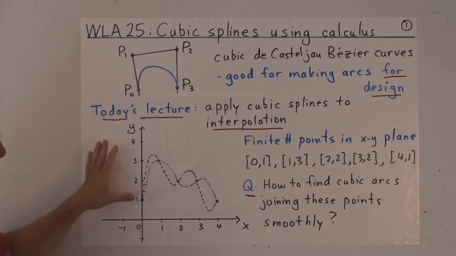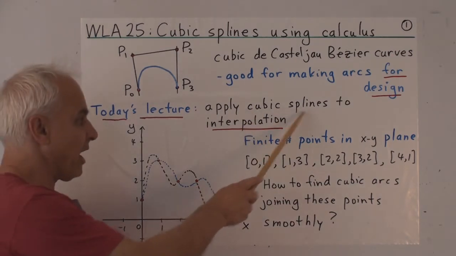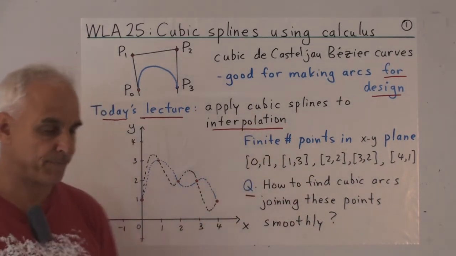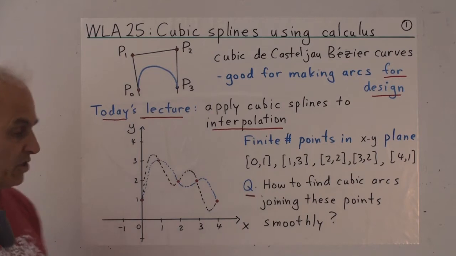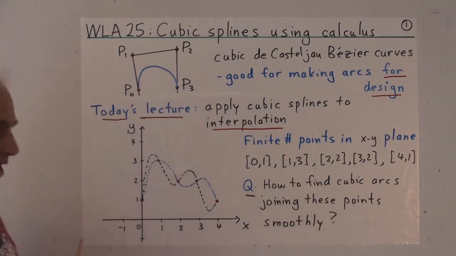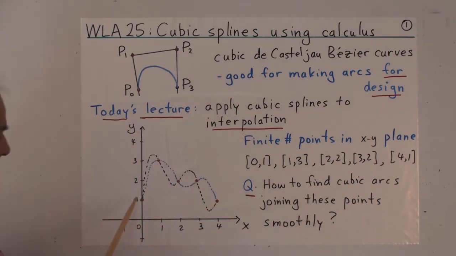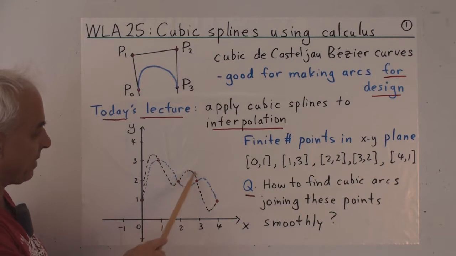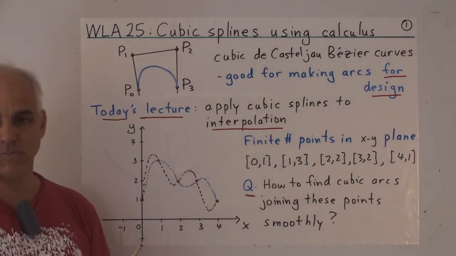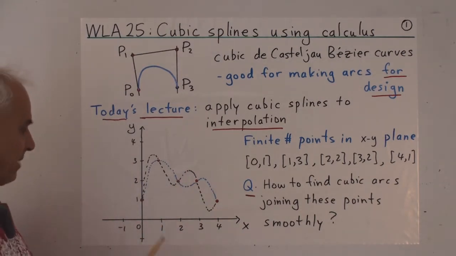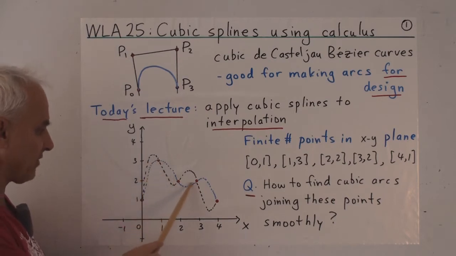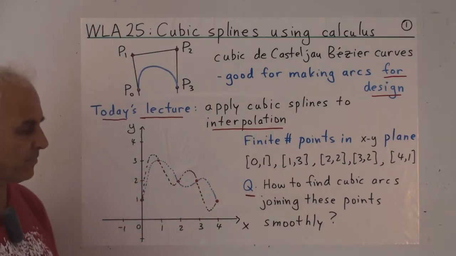All right, today we're going to go in a slightly different direction, but very closely related. We're going to apply cubic splines to the interpolation problem. So with this interpolation problem, we have the xy plane as usual, and a finite number of points. And our aim is to try to find a curve that smoothly passes through those points. And of course, that may not be unique. There might be lots of curves that do the job.